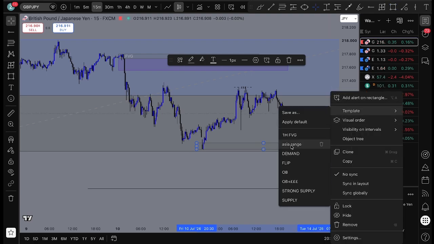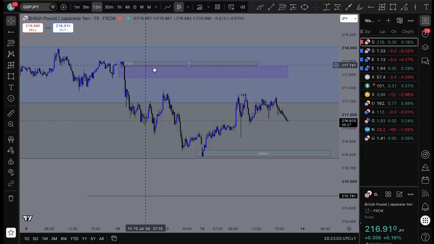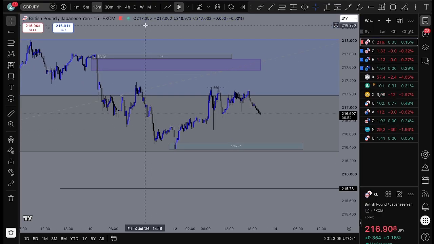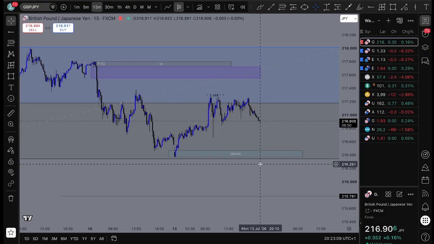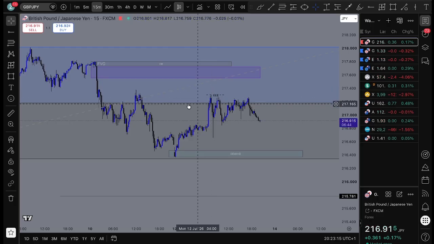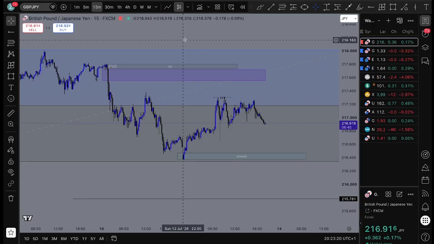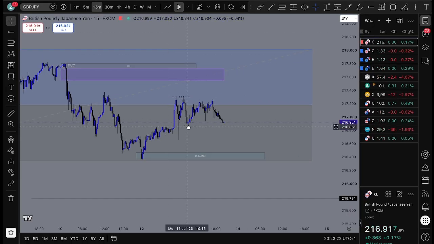So we've got our strong demand. This order block up here will be a weaker order block due to being in an uptrend, so it's more than likely going to disappear. However, this liquidity is a stronger liquidity, but it's also weak due to being in an uptrend. So what you really want to look for is your lows and stuff like that being taken.